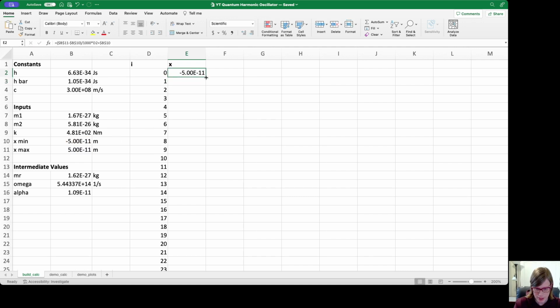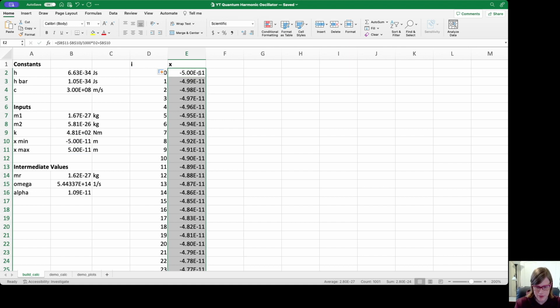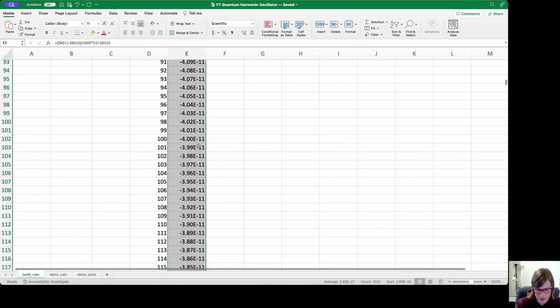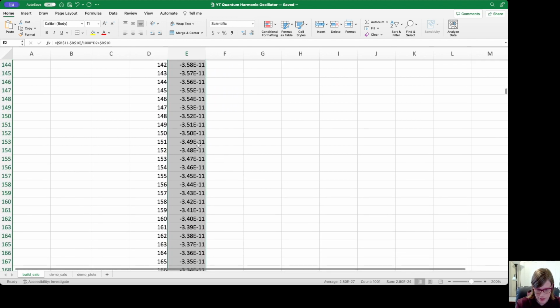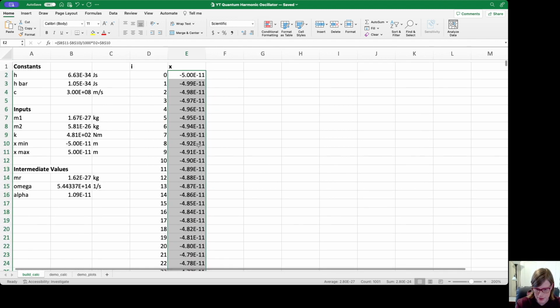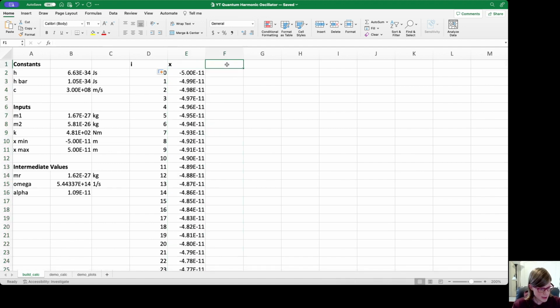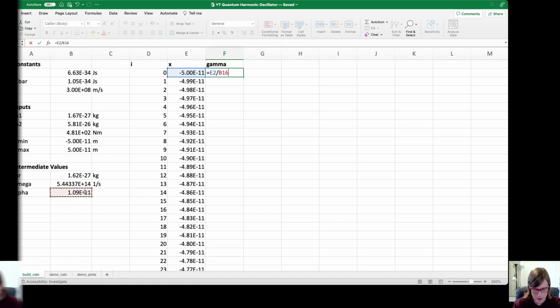So we can see that we get starting at -5e-11, and it keeps on going down to the other extreme of the axis from there. Then the next column up is the gamma column. I'm just going to call this gamma, and that's going to be x over alpha. That's pretty easy, x divided by alpha.